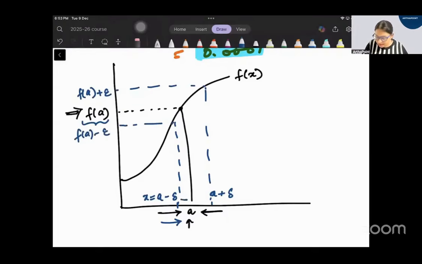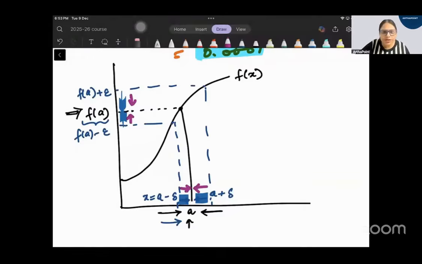That means as we come towards a from both the sides, as we come towards a, we keep going towards the value of the function. This is what the simple definition is. As you go towards a from both the sides, you go towards the value of the function from both the sides. If that happens, then that is the limit of the function.